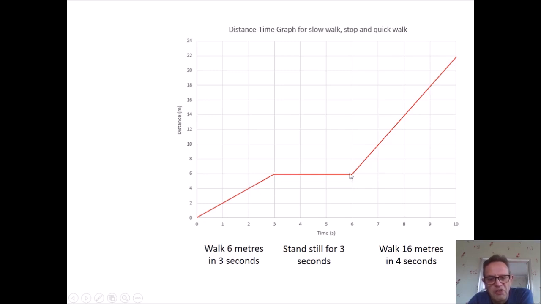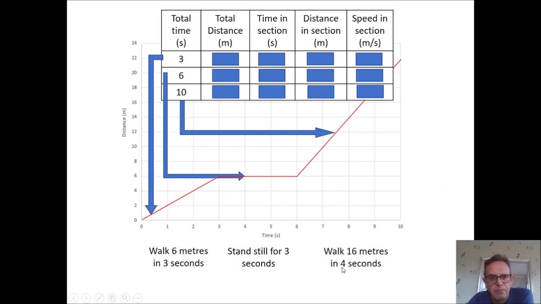She stayed 6 metres away from the start for these 3 seconds. And then in this second, she's gone from 6 to 10, so she's walking at 4 metres every second after that. Okay, we can do that a bit more formally so you can see.